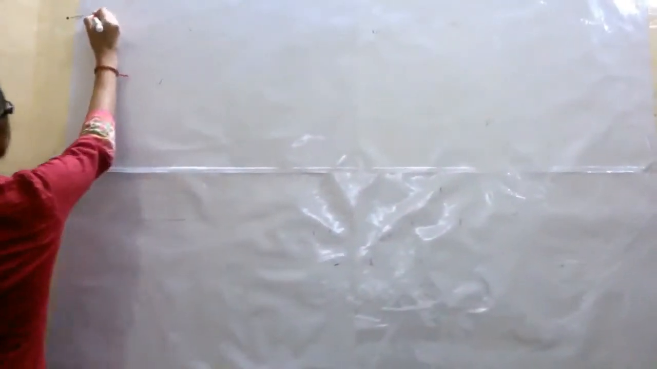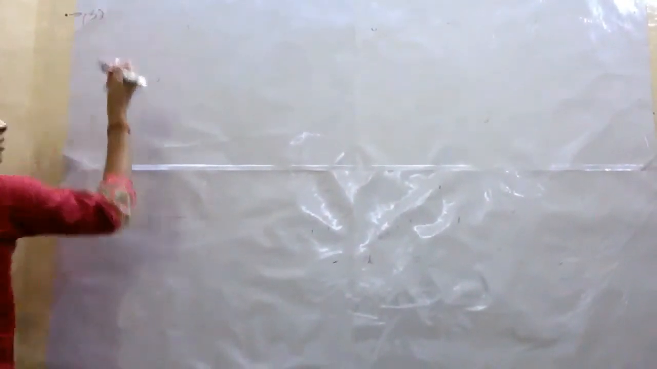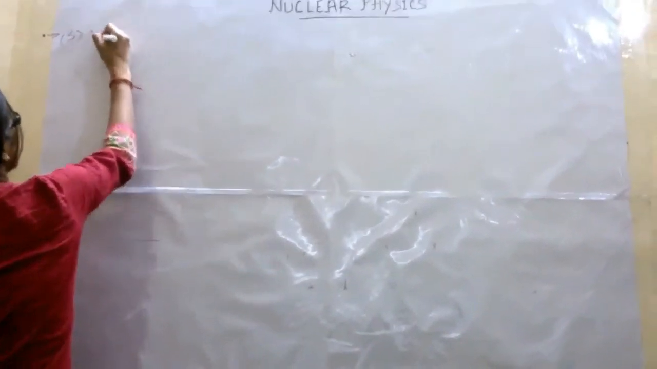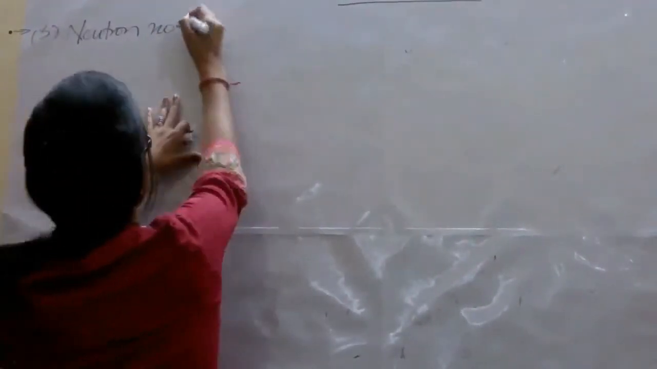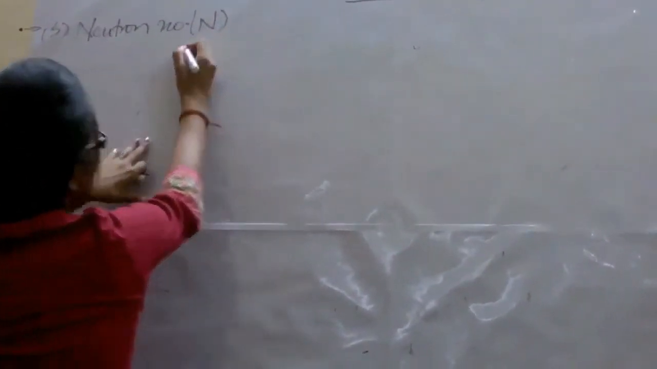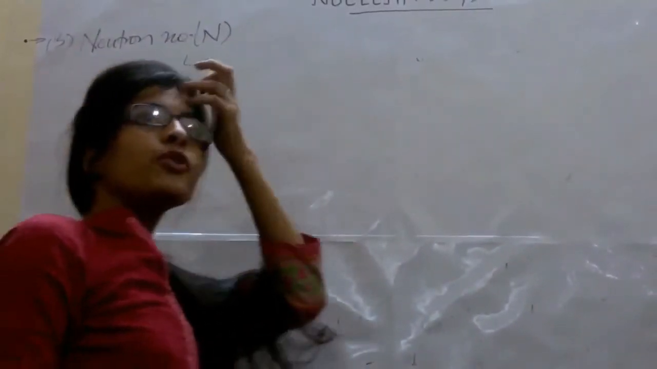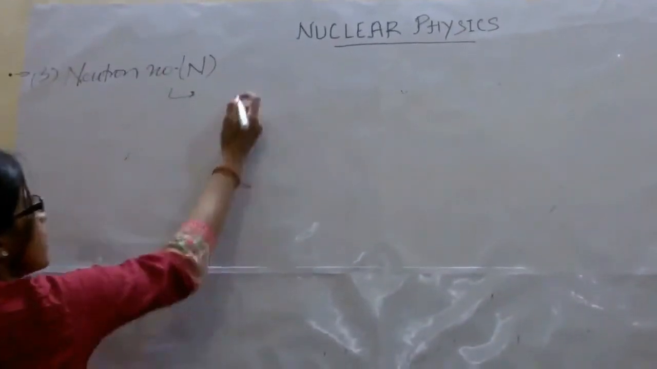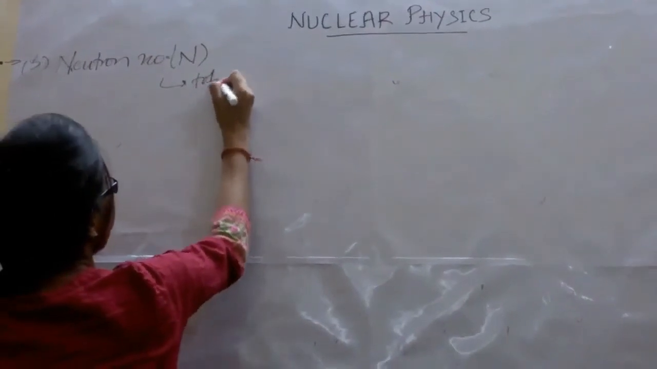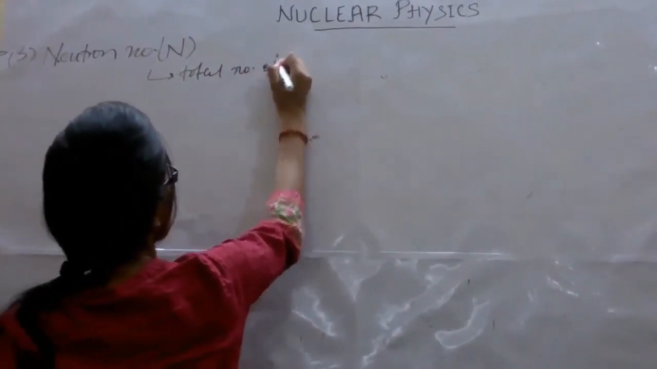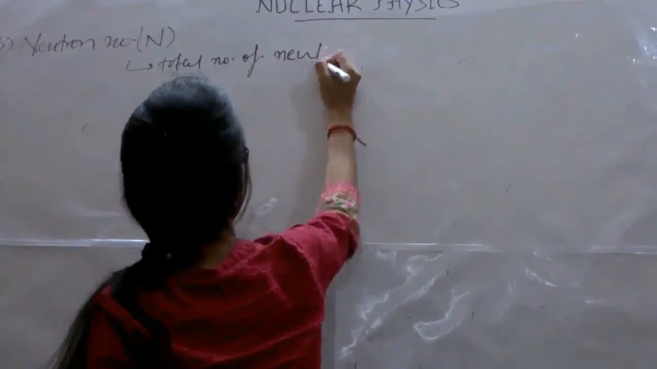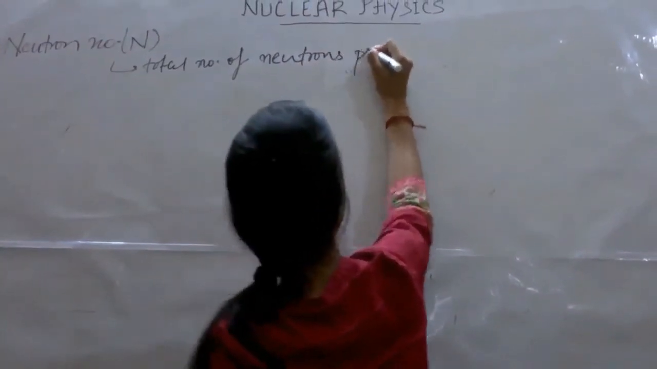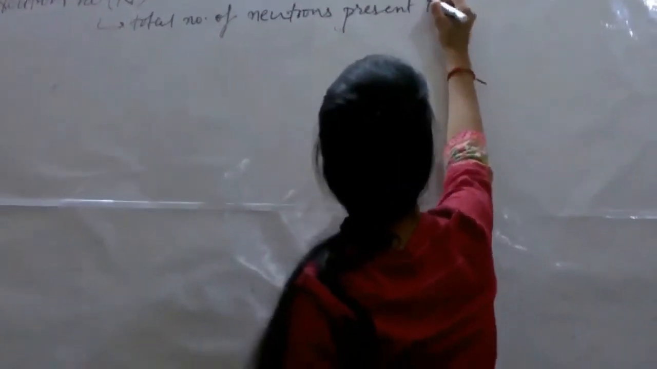The next term we have is neutron number. What is this neutron number? Denoted by N, it is the total number of neutrons present in the nucleus.